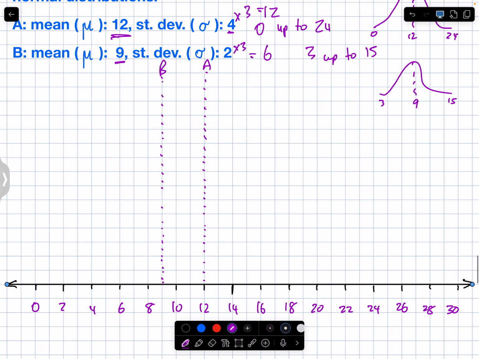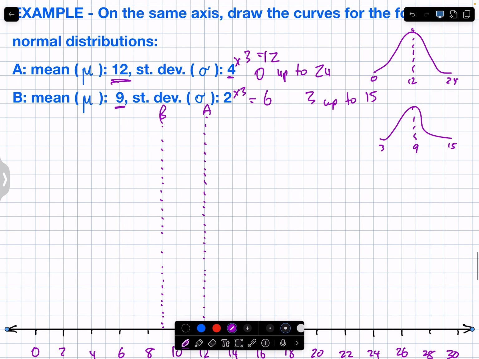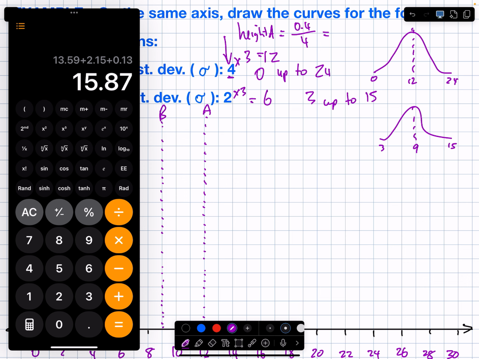So we decided the scale, we placed the middles. You got your notes in front of you. What was the formula for the height of these? 0.4 divided by standard deviation. Good. So the height of A is going to be 0.4 divided by, what's that standard deviation? 4. So it's going to spit out 0.4 divided by 4 is 0.1.